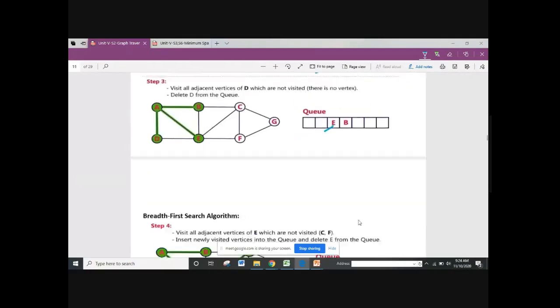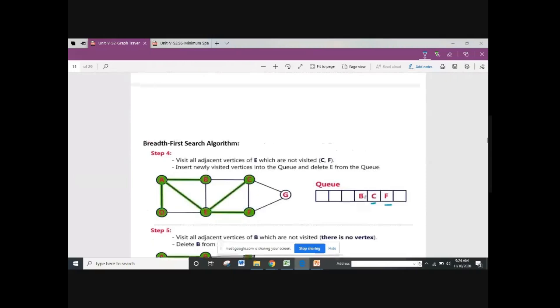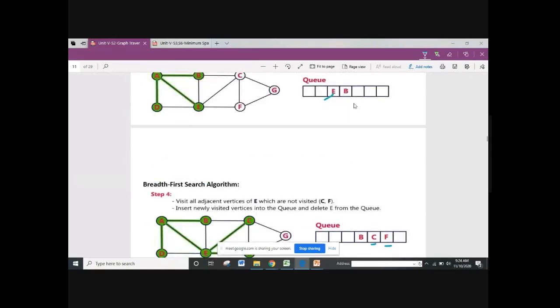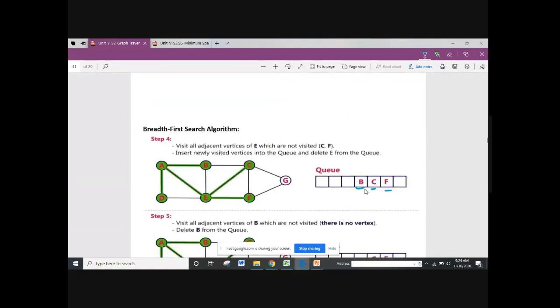Now, what is the next one left out, ma'am? E has also gone out. Next, B is the only one there. Now go and look into B. B's adjacent vertices are A, C and E. A is already visited, C is already in the queue, and E is also already visited. A and E are already visited.